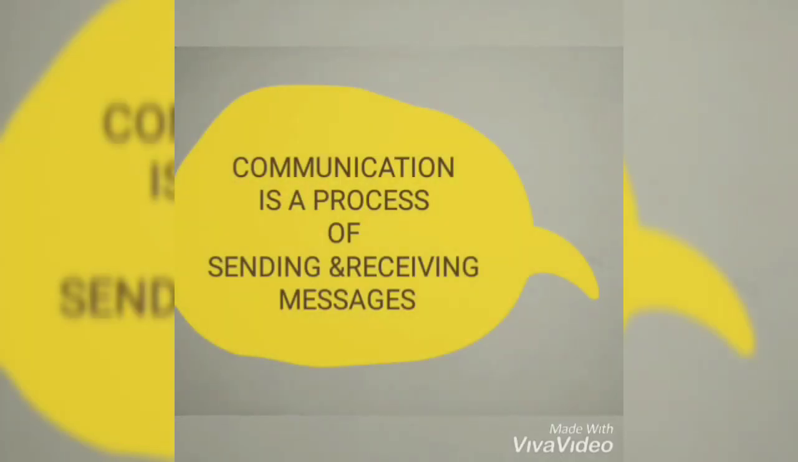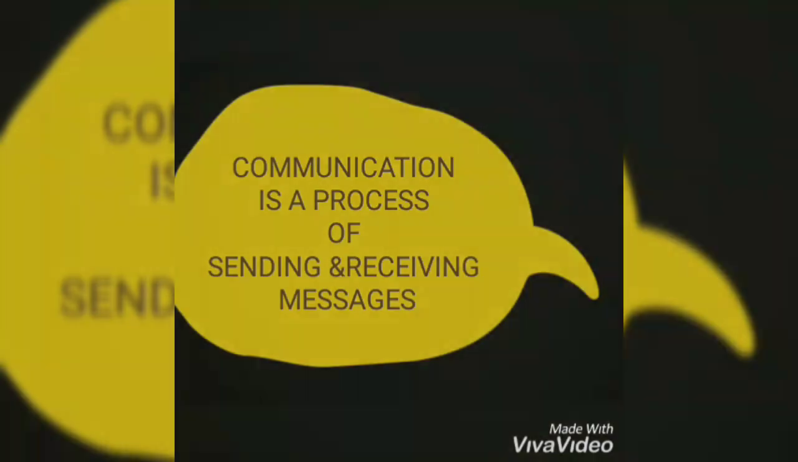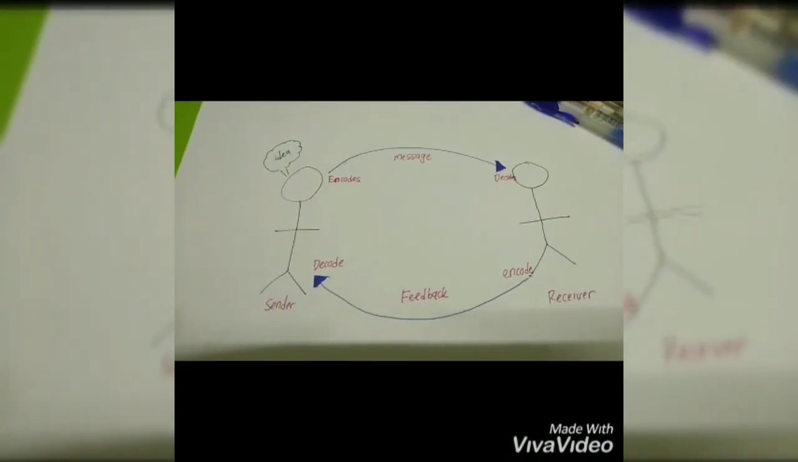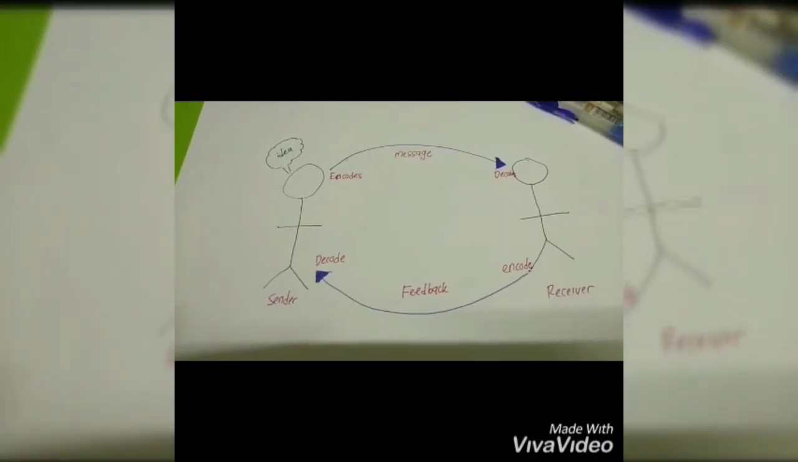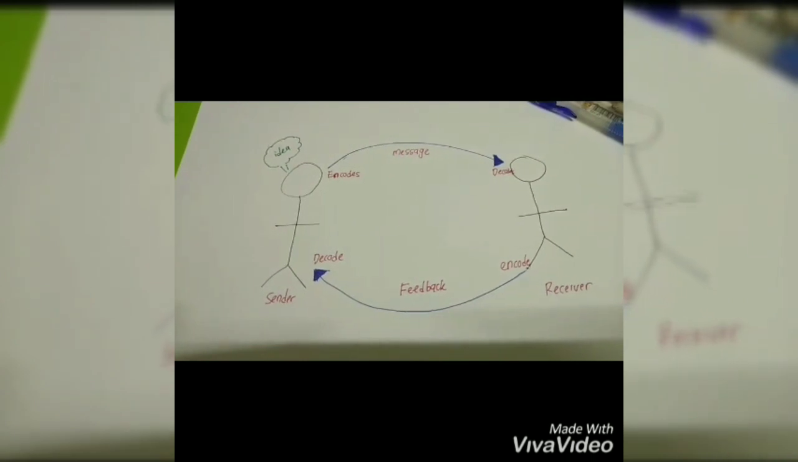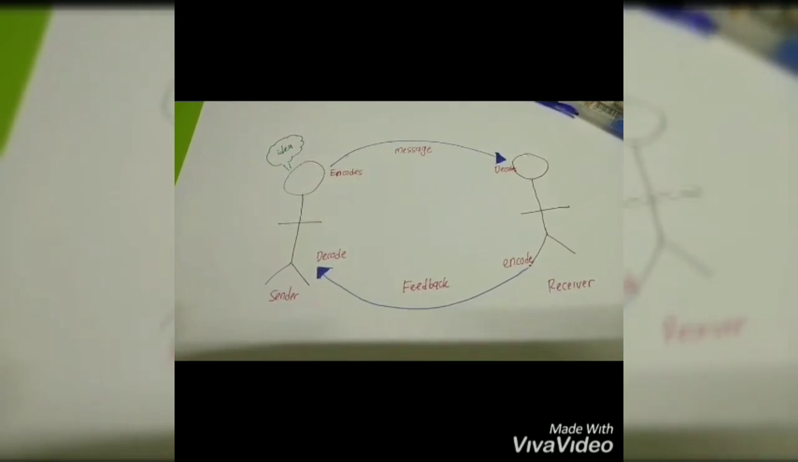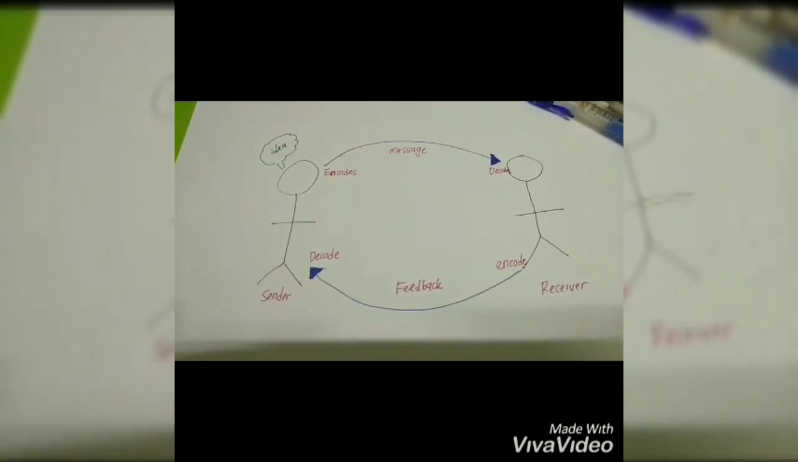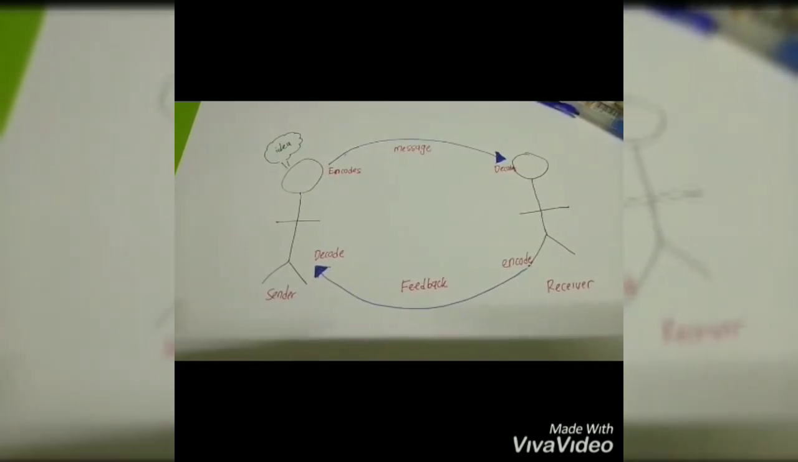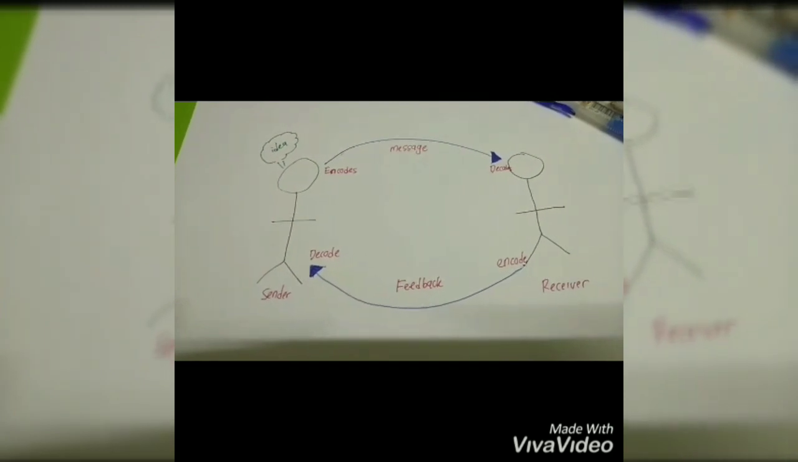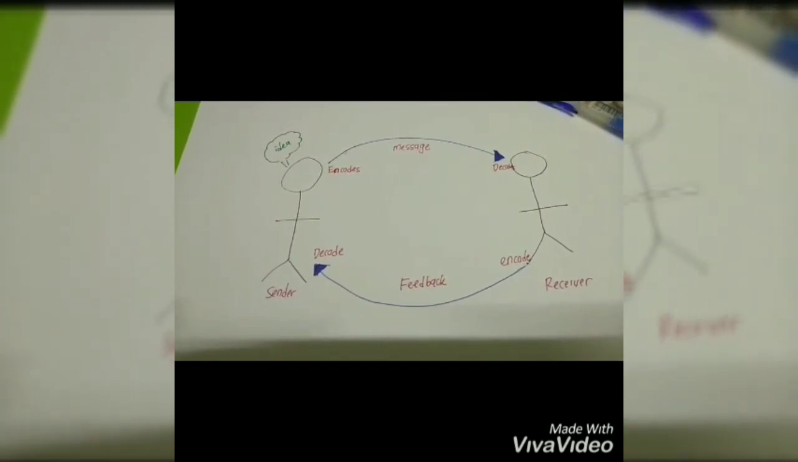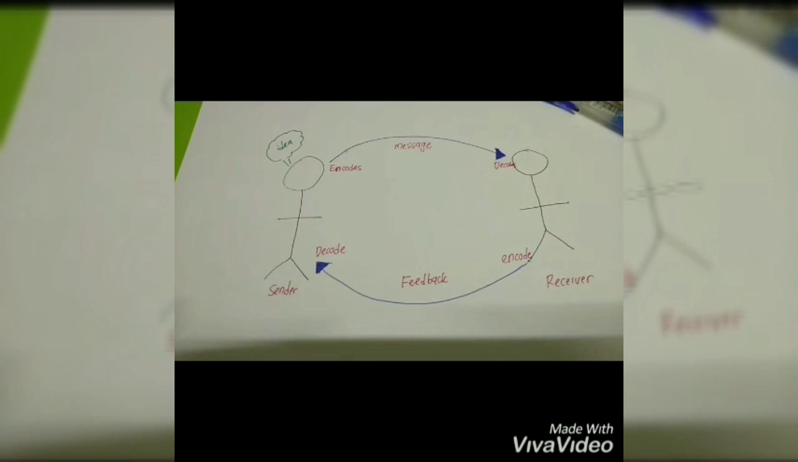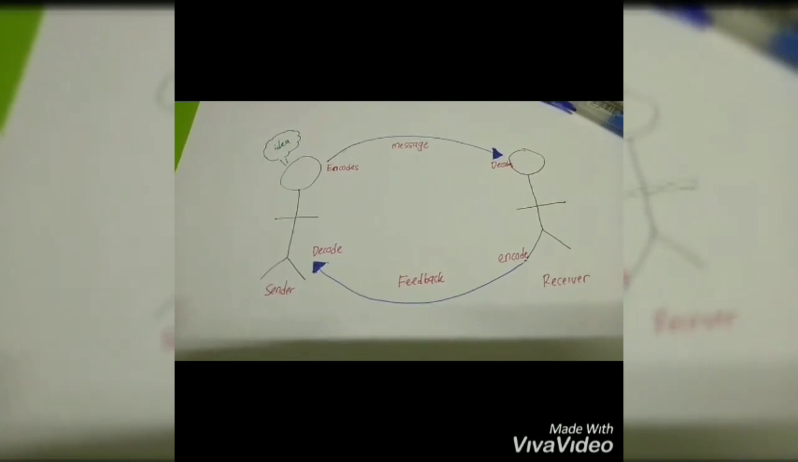Communication is a process of sending and receiving messages. If I change this to a stick figure, it will be like this. There is a sender and there is a receiver. The sender generates an idea, encodes and transmits it as a message signal to the receiver. The receiver decodes the message signal and gets the message. Now the receiver can become the sender and give feedback to the first person as before.